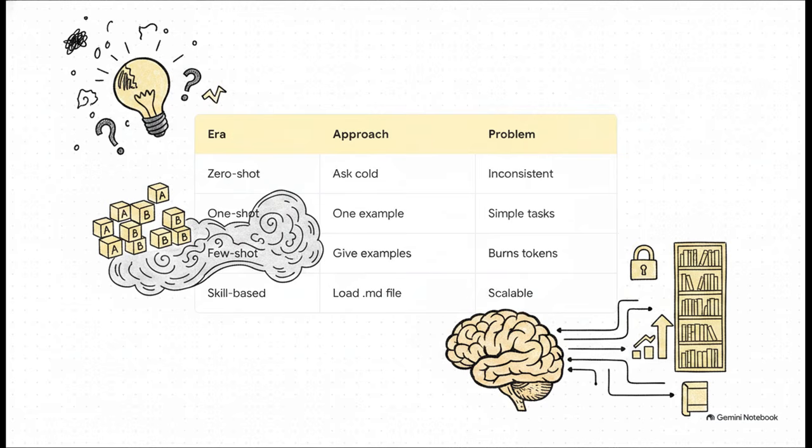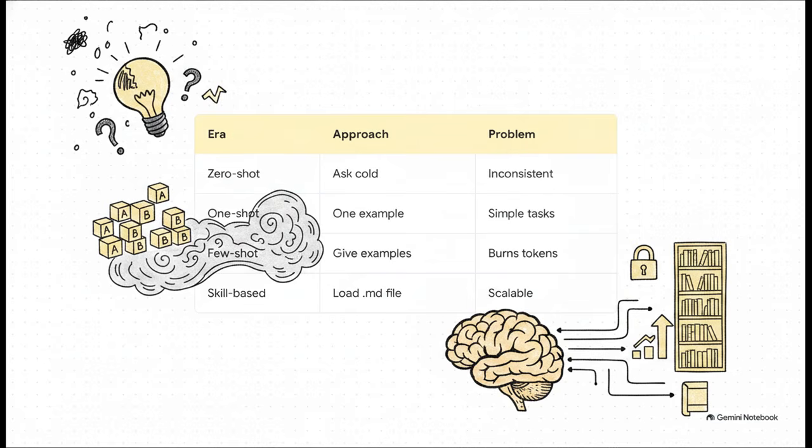Then we moved to few-shot, where we'd give the AI 2 to 5 examples every single time we asked it a question. The problem there? It constantly burns through tokens. And burning tokens means you're basically wasting computing power, burning up your context window limits, and eating up your own valuable time. So today, we are upgrading to the skill-based era.